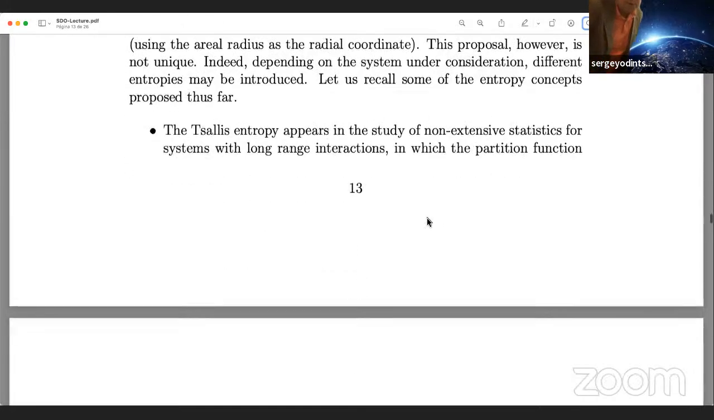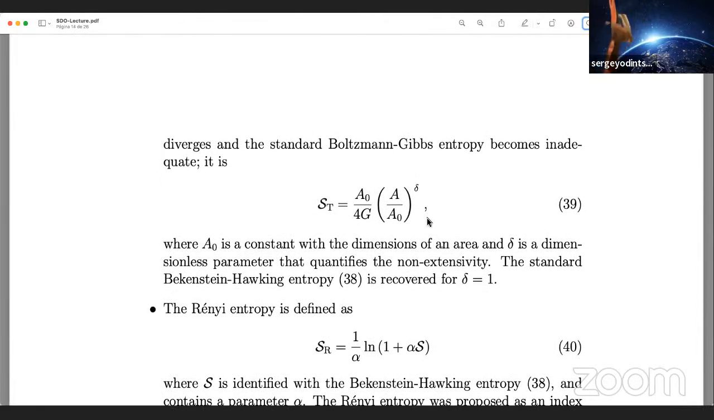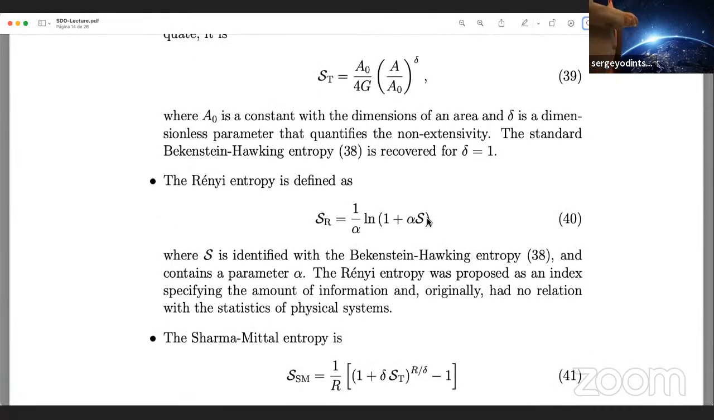In this case, partition function diverges, and standard Boltzmann-Gibbs entropy is not applied anymore. So in terms of, say, black hole, we have the description of this Tsallis entropy as follows. So we see that Bekenstein-Hawking entropy is recovered when we have this parameter equal to 1. Okay. Now we have another entropy. I try to list many, but eventually some of that entropy I even don't know. So we have Renyi entropy, okay, and that is index specifying the amount of information. So it's not even physics, it's information. Again, in this case, that is some function of Bekenstein-Hawking entropy, which has the limit to Bekenstein-Hawking, of course.